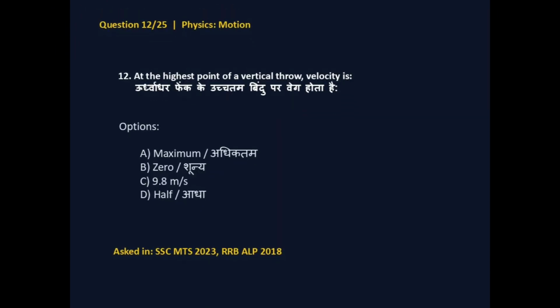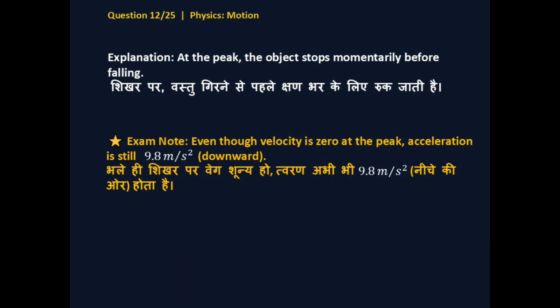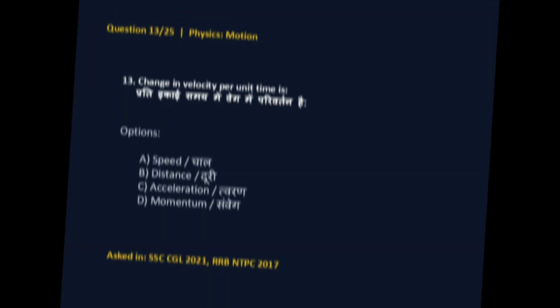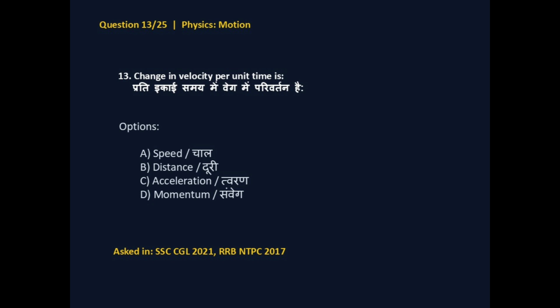Number 12. At the highest point of a vertical throw, the velocity is. The correct option is option B, 0, because at the peak the object stops momentarily before falling. So here comes an exam note. Even though velocity is 0 at the peak, acceleration is still 9.8 meter per second square downward. Number 13. The change in velocity per unit time is.